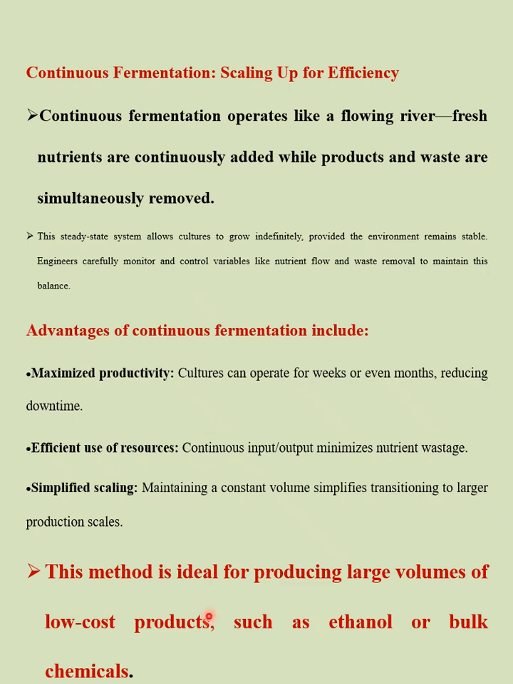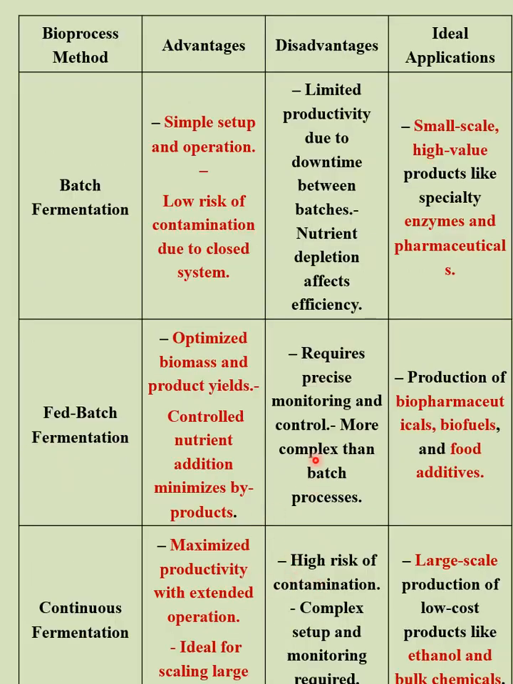This method is ideal for producing a large volume of low-cost products such as ethanol and bulk other chemicals, suitable for large-scale production. For example, you can say the production of ethanol and bulk types of chemicals, if we want to produce them at industrial scale, but they are low-cost products.